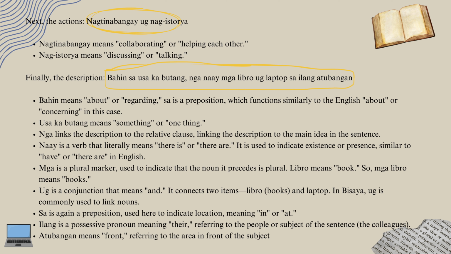Ug is a conjunction that means and. It connects two items, libro, books, and laptop. In Bisaya, ug is commonly used to link nouns. Sa is again a preposition, used here to indicate location, meaning in or at. Ilang is a possessive pronoun, meaning their, referring to the people or subject of the sentence, the colleagues. Atubangan means front, referring to the area in front of the subject.